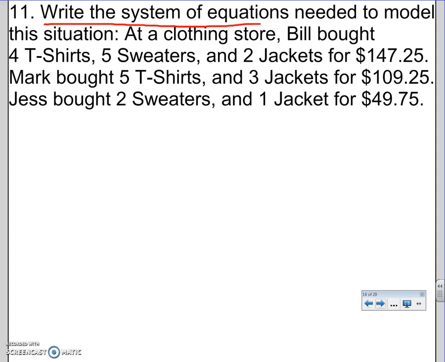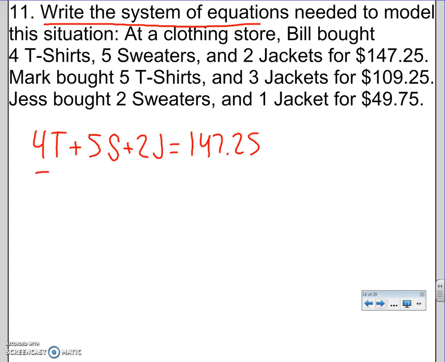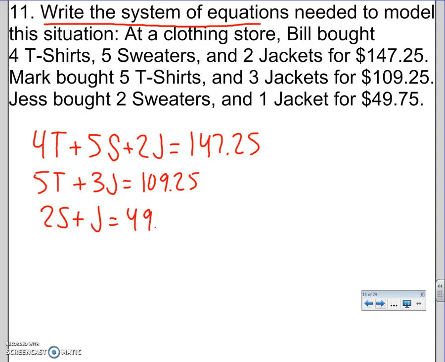The first person, Bill, bought 4 t-shirts and 5 sweaters. I'll call it S for sweaters. And 2 jackets, 2J, and paid $147.25. The next person, Mark, his equation will be 5 t-shirts, so 5T, plus 3 jackets. He didn't buy any sweaters, so I'll skip the S. I'll put 3J equals 109.25. The last one, Jess, she bought 2 sweaters, no t-shirts. So 2 sweaters and 1 jacket, 1J, or just J, equals 49.75.